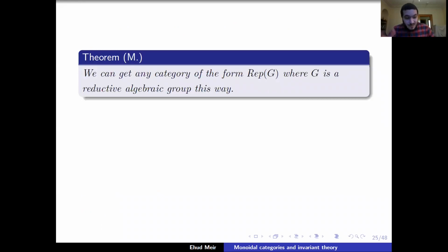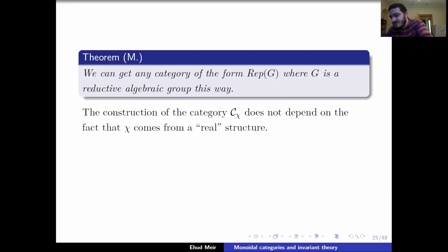Okay, and you might wonder what kind of categories can we get in this way? So the answer is that we can get any category of the form rep G, where G is a reductive algebraic group in this way. Okay, so by reductive, I mean that the representation category is semi-simple, and the nature of this is that whenever we are in a situation where Sikai is really a nice category, we get that Sikai is actually already semi-simple. I will say something more precise in a moment.